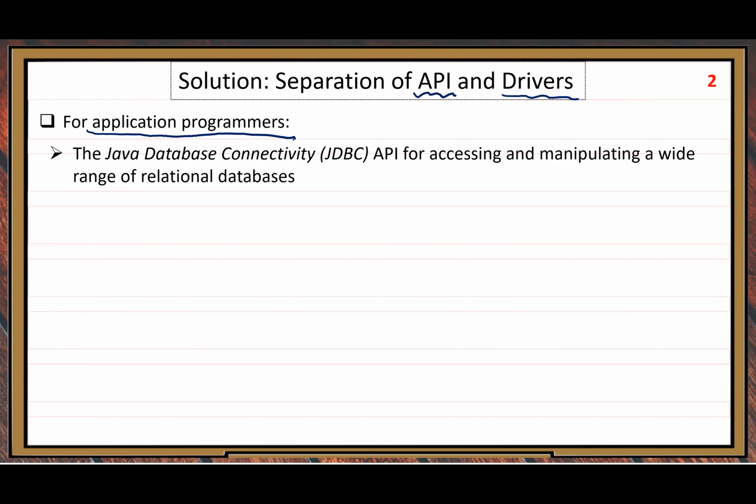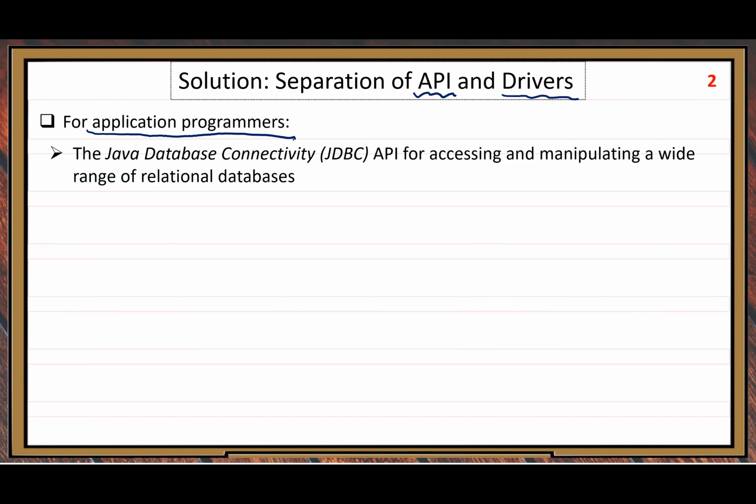They designed this set of special interfaces for Java programmers to use for accessing and manipulating a wide range of relational databases. But this part is fixed. After we learn this API, when we change from one DBMS to another one, we do not need to change this API. We use the same API. MySQL, Oracle, same API.